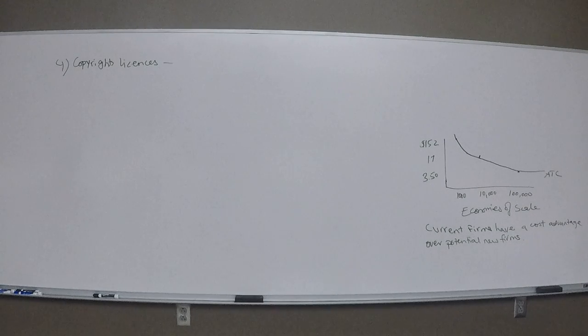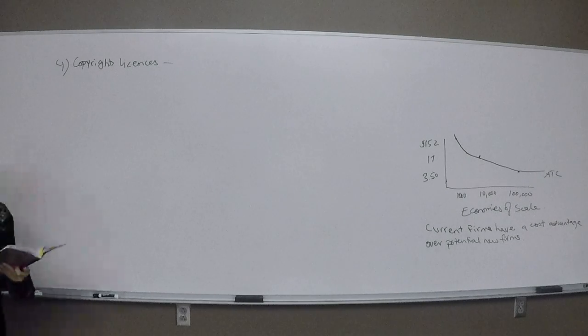Copyrights, same thing. I mean, you can't just sell someone's original idea. If somebody has made some original music, you cannot make money out of it because it's copyrighted. So these were the 4 barriers to entry.